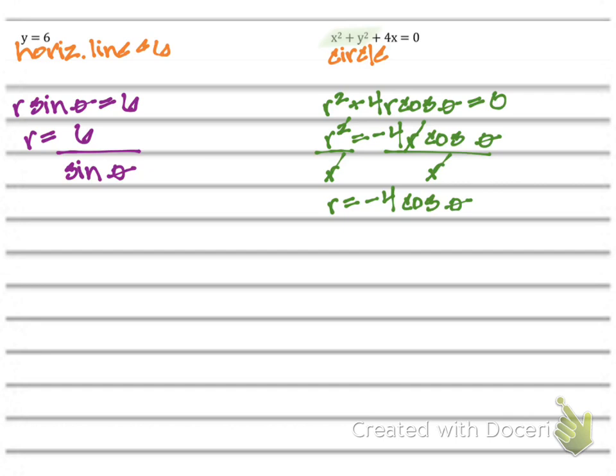We could have taken the r out at the beginning and set it equal to 0, but then you would have had r equals 0, and that's weird because that's nothing. If r equals 0, think about r as being the radius of a circle. It's nothing. Questions?